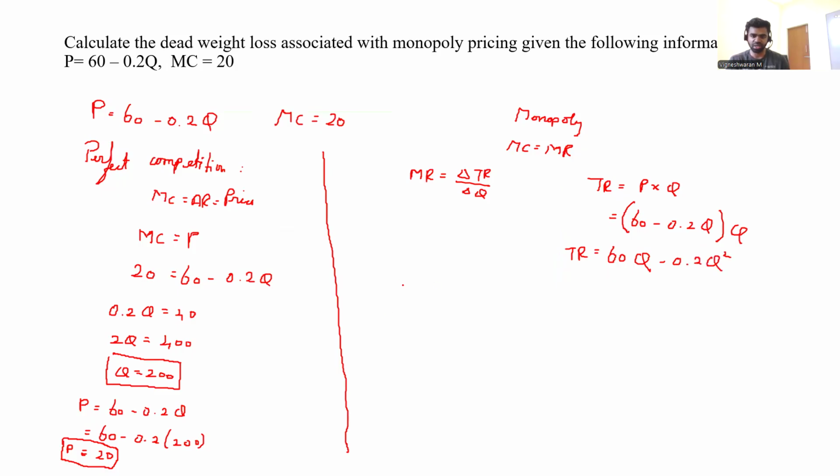So what is marginal revenue? Marginal revenue is equal to differentiation of total revenue with respect to quantity. This differentiation I clearly explained in the last video itself. So marginal revenue is equal to what? 60 minus 0.4Q. Now I got MR and I also know MC is equal to 20 because this is given in the question itself. Now I just want to equate these two things only.